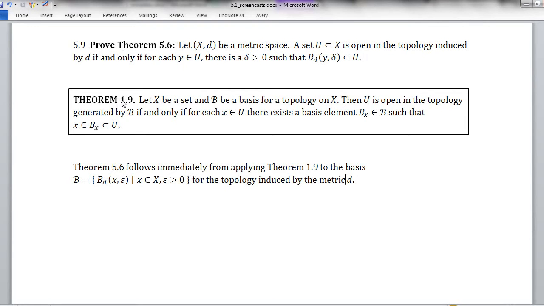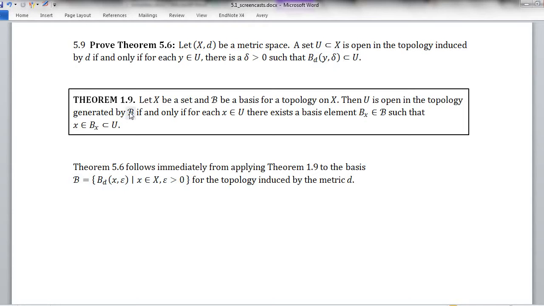because we know that the topology induced by D is also the topology induced by this basis of all the open balls with respect to this metric, right? And so we're trying to prove a set is open in the topology induced by D. That's the same thing as saying in the topology, I should say, generated by this basis.